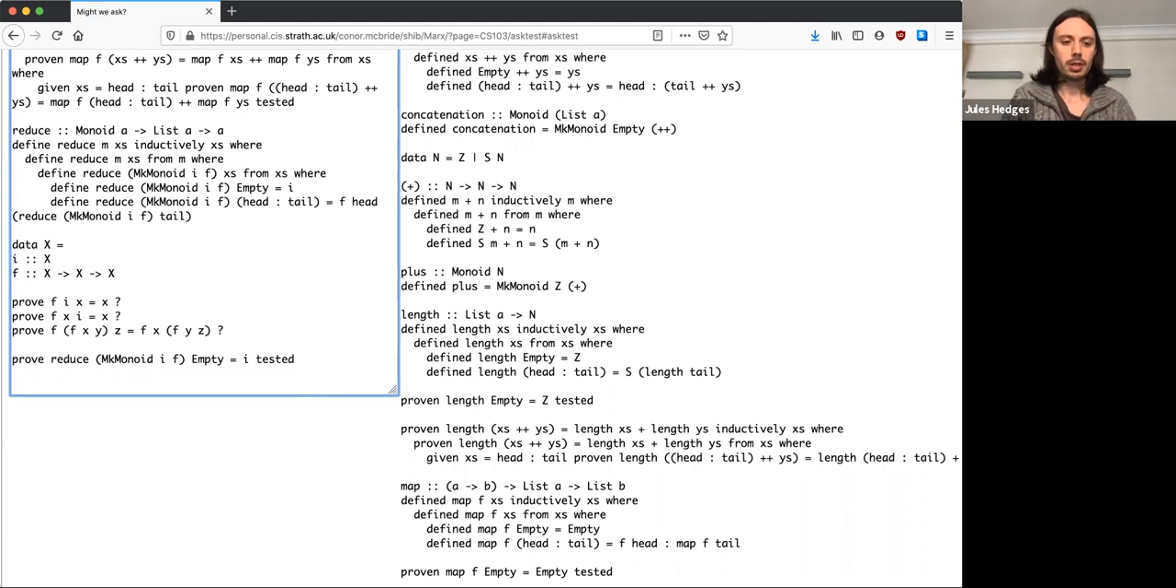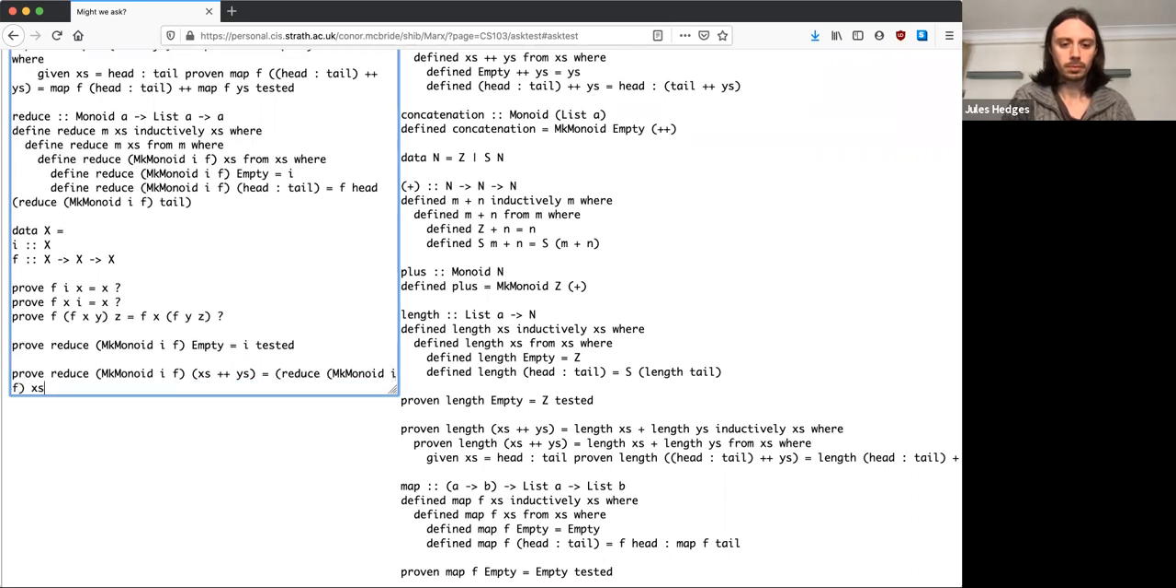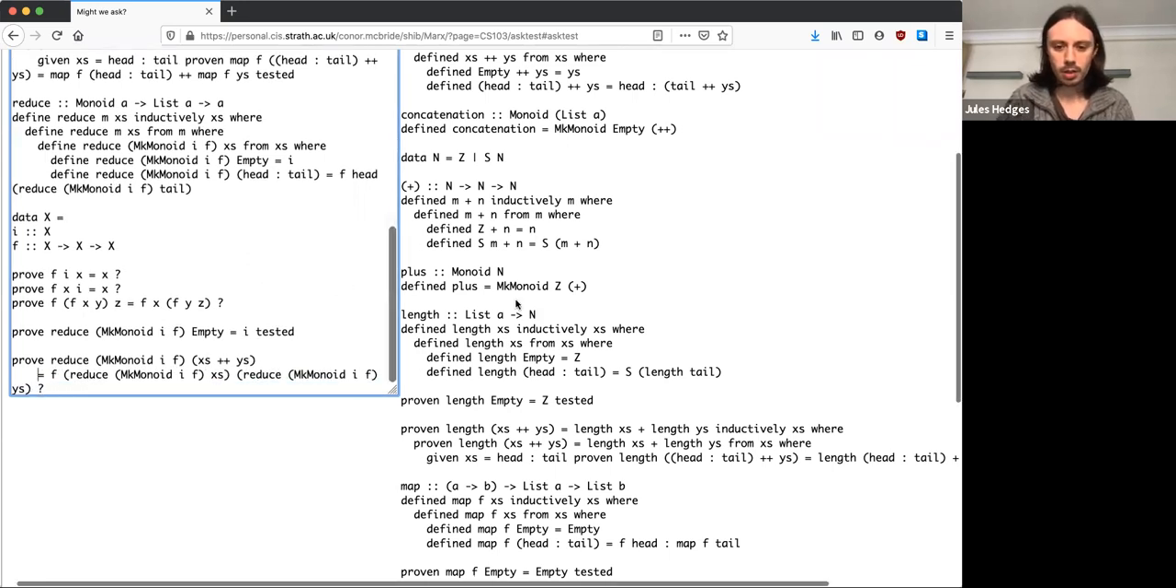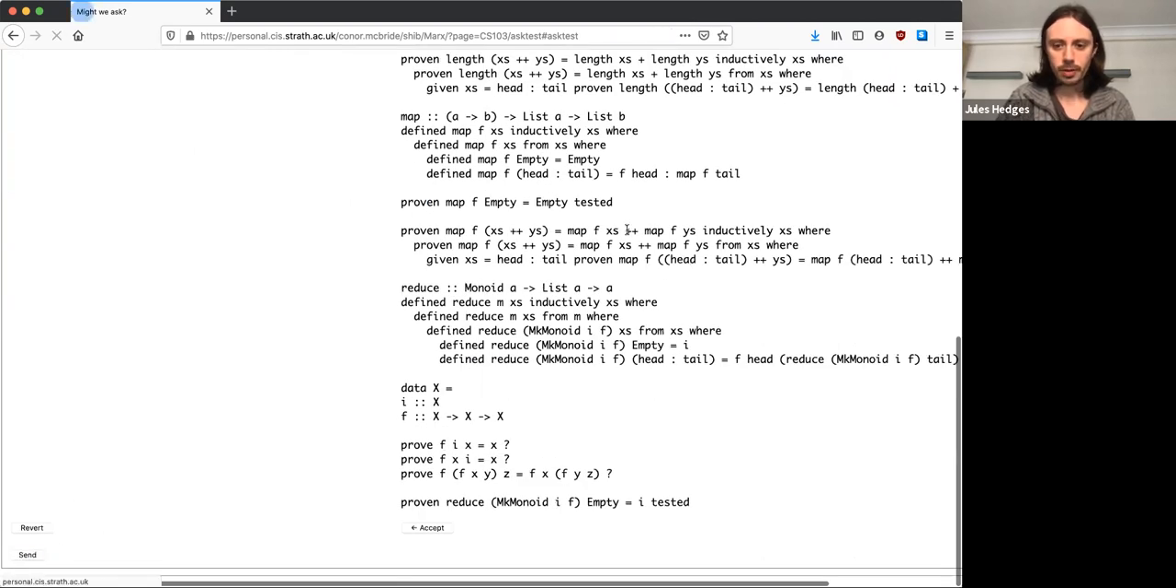So the other equation says that if I start with something that's the concatenation of two lists, then that is the same as reducing these two lists individually and then joining the results together with the monoid operation, which is F. Okay, so this is a very important fact about reduce, which is not so easy to prove.